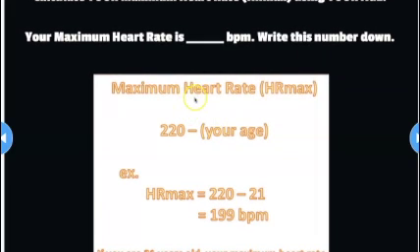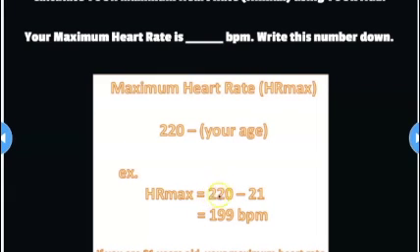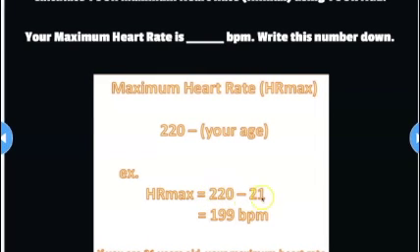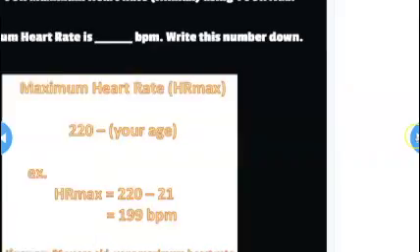Okay, your maximum heart rate is simply the number 220 minus your age. I gave you a little example here. So if I'm 21, which I'm not, but if I were 21, my maximum heart rate would be 220 minus 21, which is 199. Okay, so you're going to calculate that depending on your age.